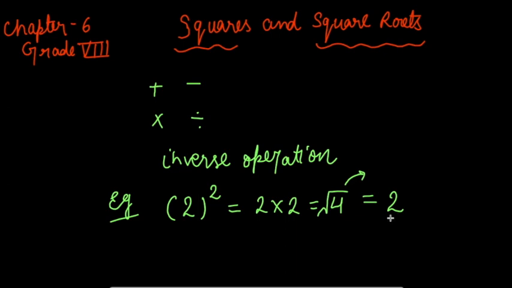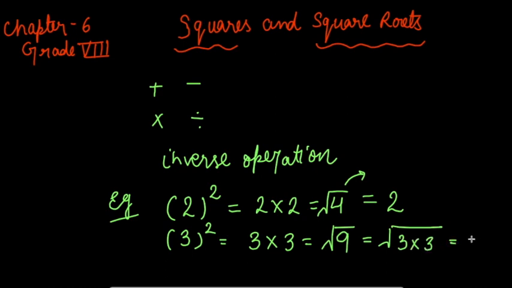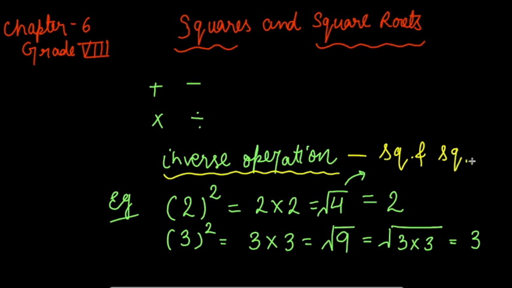And how it is 2, that we will definitely understand when we learn the methods to find the square root. If I take another example, say the square of 3, which will give you 3 into 3, which is 9. And if you want to find the square root of 9, this is the factorization, and from this one group I get the square root of 9 is 3, which is again the same number. So we have understood that as plus and minus, multiplication and division are inverse operations, similarly, square and square root are said to be the inverse operations of each other.